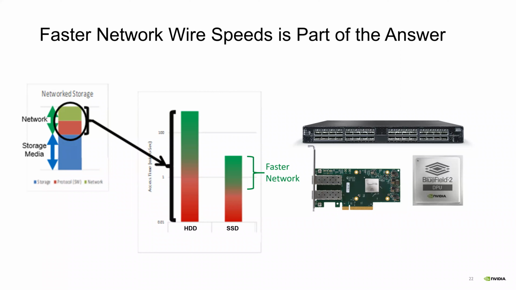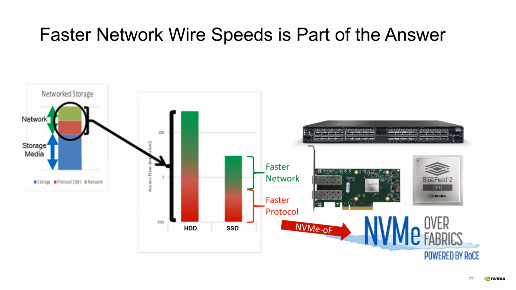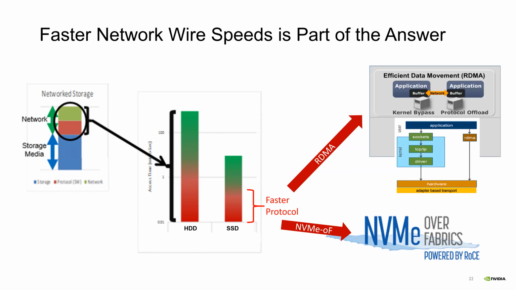But faster wires is only part of the problem. This graph shows the relationship between the performance of the storage media and both the networking hardware and the networking protocols. Because we also need faster protocols to go with the faster network speeds. That's because as the storage media gets faster in comparison to the network hardware performance, we need more efficient protocols running on the faster wires, like NVMe over Fabrics, for example, and more importantly, RDMA.